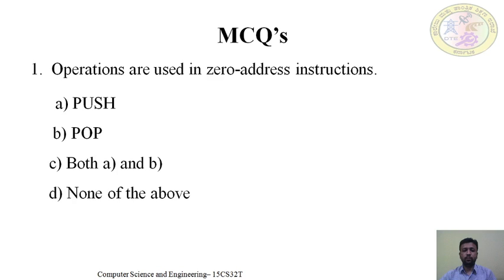Question 2. Number of operands in 3 address instructions are: option A 2, option B 3, option C 4, option D 1. As we know, a 3 address instruction is having 3 operands. The answer for this question is B.